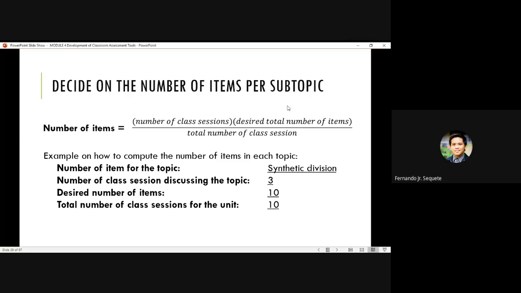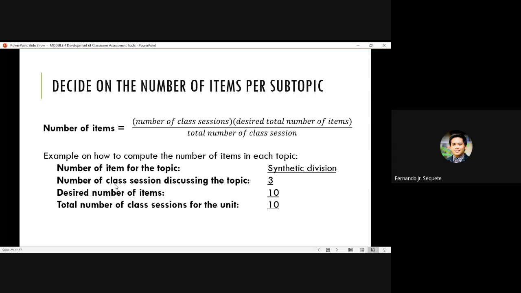And this is the number of items you want for this topic. So let's have an example. The number of items for the topic, synthetic division. Synthetic division is one of the coverage of your periodical exam. So it's not the only content. One of the coverage of your exam is synthetic division.